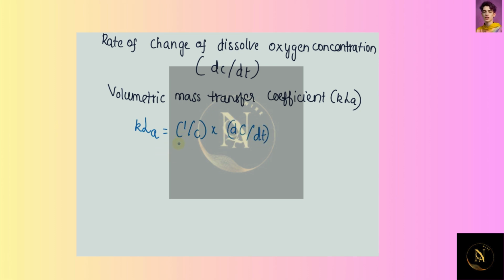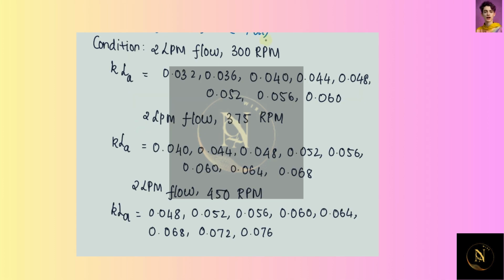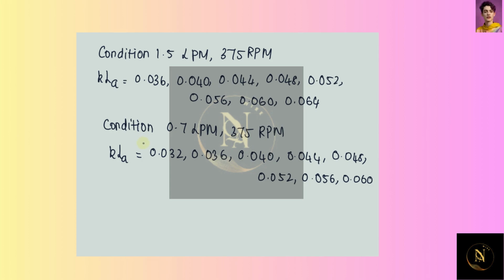Now the values calculated are: first, for the condition with 2 lpm flow and 300 rpm, these are the calculated values. Next, for 2 lpm flow with 375 rpm, and next 2 lpm flow with 450 rpm. These are the values for the condition with 1.5 lpm and 375 rpm. Next, for condition 0.7 lpm and 375 rpm.